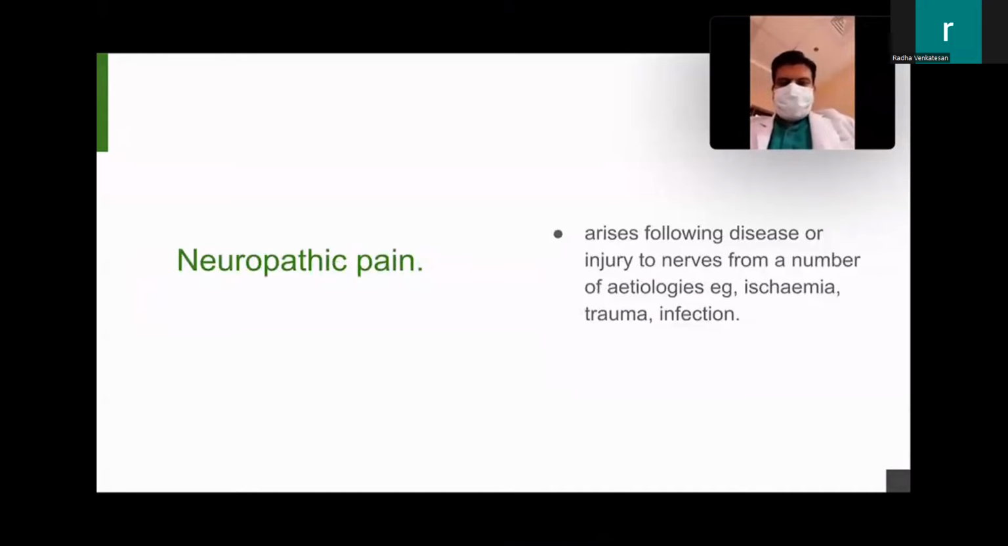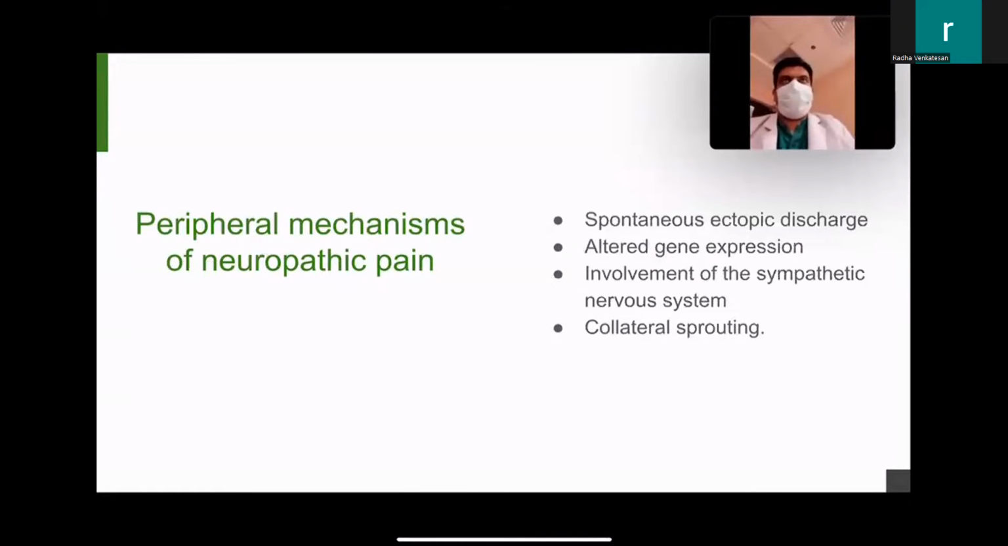Then comes the neuropathic pain. Neuropathic pain again arises normally following diseases or injury to nerves from a number of etiologies. These are very common ones: ischemia, trauma, infection. Diabetes mellitus is a very common entity, which all of you know. You have a polyneuropathy, peripheral neuropathy, everything happens. So that is one common example for this.